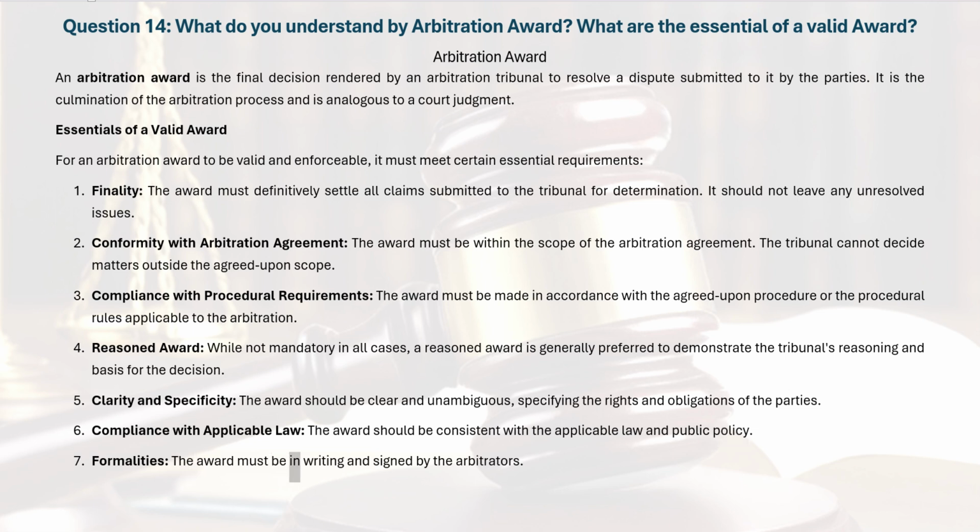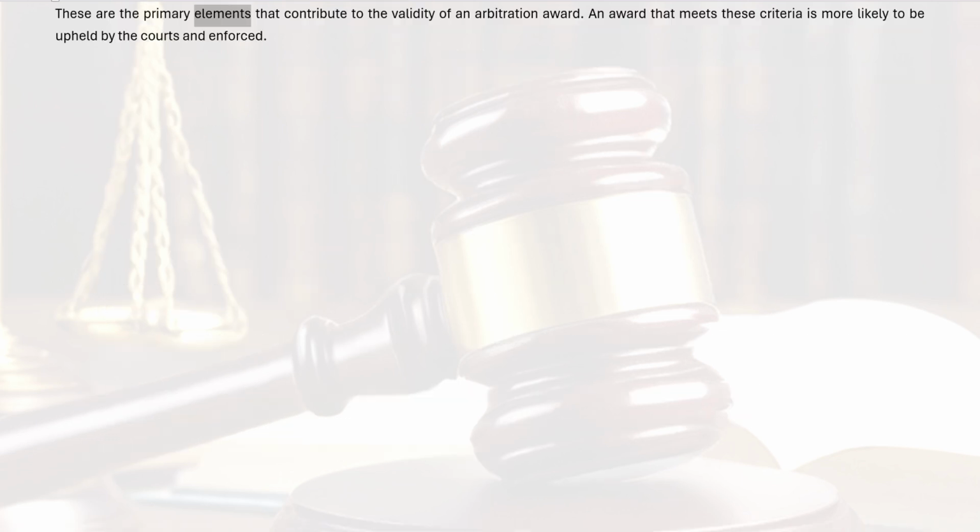Formalities: the award must be in writing and signed by the arbitrators. These are the primary elements that contribute to the validity of an arbitration award. An award that meets these criteria is more likely to be upheld by the courts and enforced.